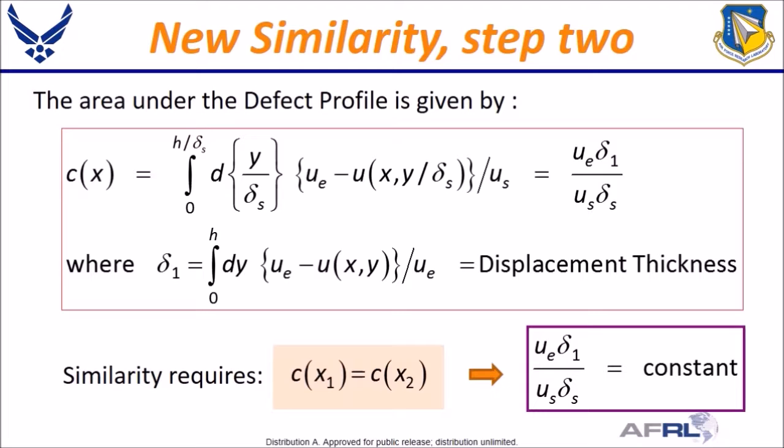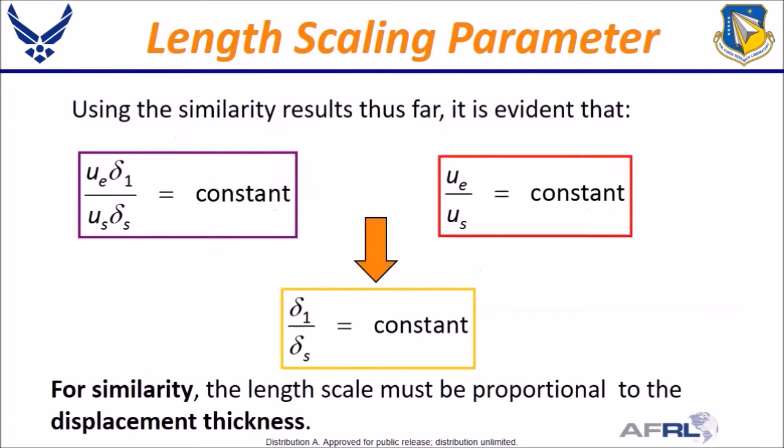The importance of this new similarity constraint is that the length and velocity similarity scaling parameters are not independent. You cannot choose any old parameters for the length and velocity scales. Their product must satisfy this ratio. Okay, this is new and kind of interesting. However, the most important result from this integral-based ratio comes about when we combine that with our earlier result. We can now state that the length scaling parameter must be the displacement thickness. This is a brand new result.